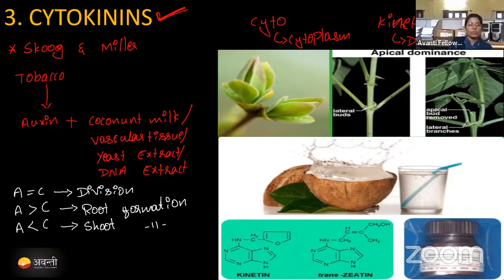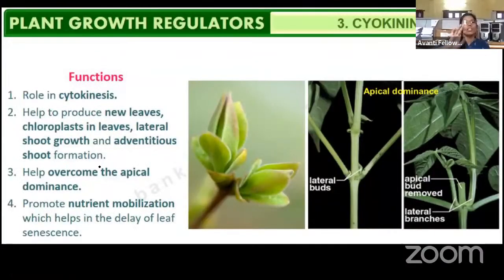So, if auxin and cytokinin are in equal amounts, there is no differentiation. But if auxin and cytokinin are not equal, there is a chance of differentiation. Is it clear to every one of you? Cytokinins are mostly meant for, or mostly help with, cell division.